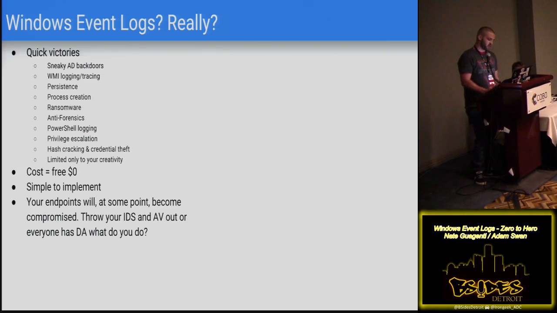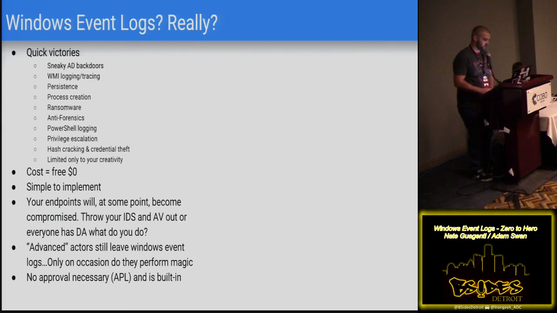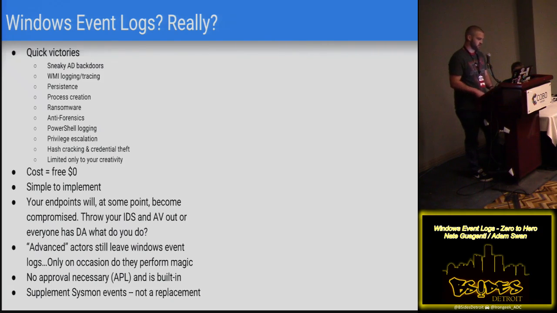What we started this talk, or we started collecting Windows event logs. Basically, what do you do if you don't have an IDS and everybody has legitimate credentials, right? And yes, APT does leave Windows event logs almost all the time, and there's no approval necessary. It's built into Windows. So for those that are in environments where an approved product list is harder than applying for a home loan, this is something you'll want to do.